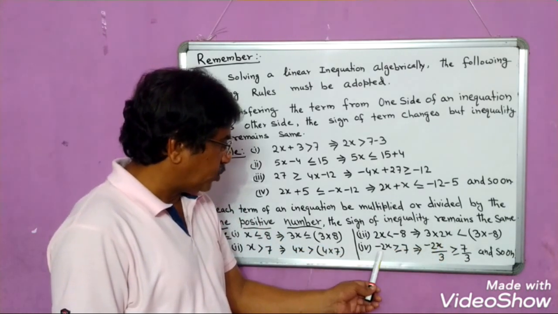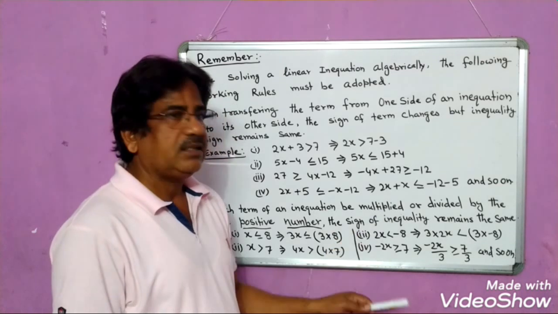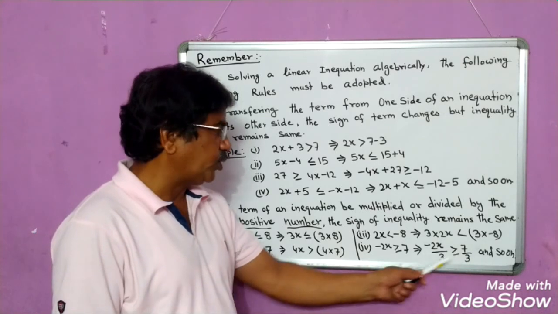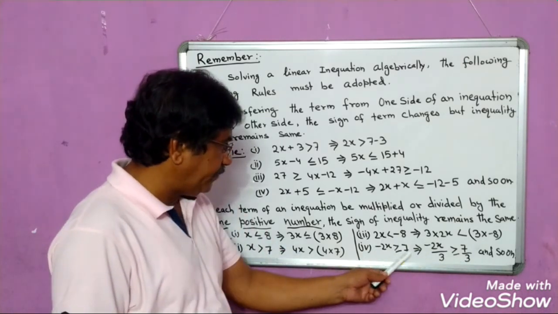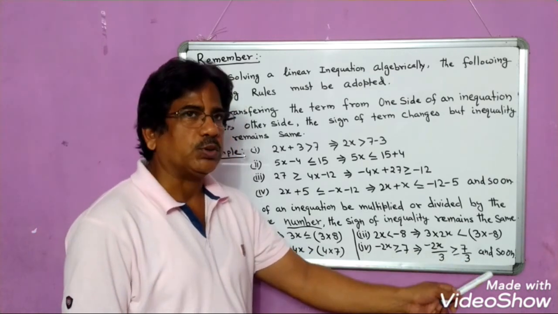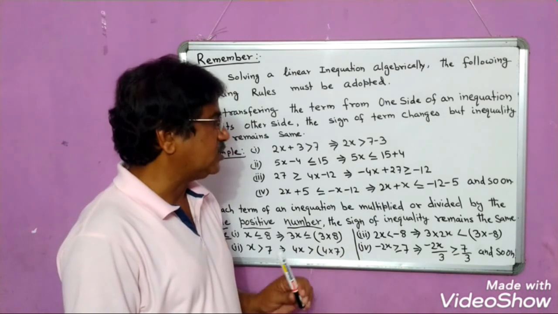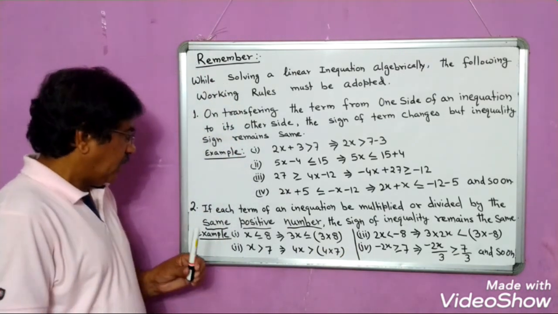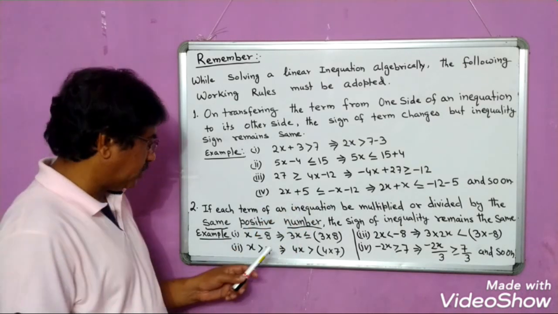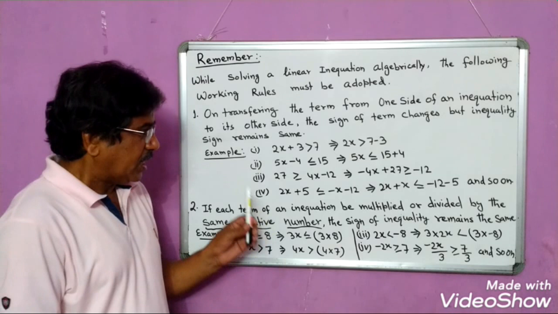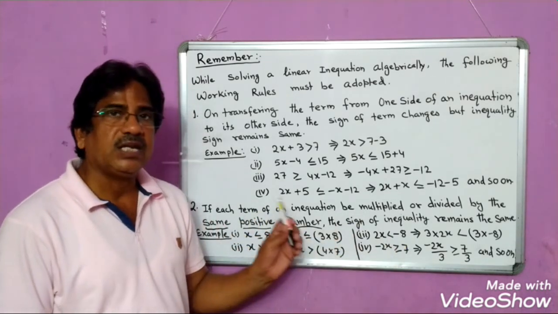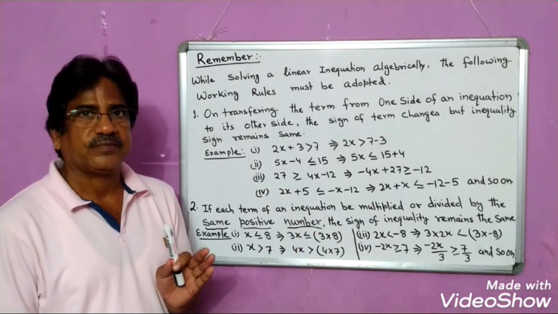Now suppose in the fourth example, I divide both sides of the inequation by a positive number, say 3. 3 is a positive number. On dividing, I get minus 2x by 3 is greater than or equal to 7 by 3. And so on. From all these 4 examples, it is clear that whenever we multiply or divide the terms of an inequation by the same positive number, remember the inequality sign always remains the same. The inequality sign will not change.